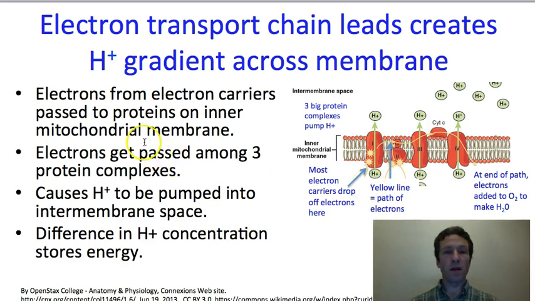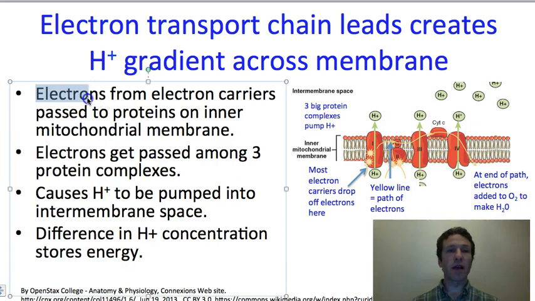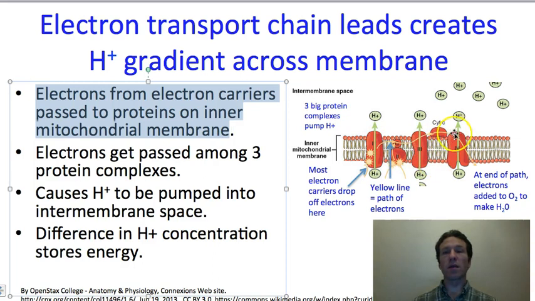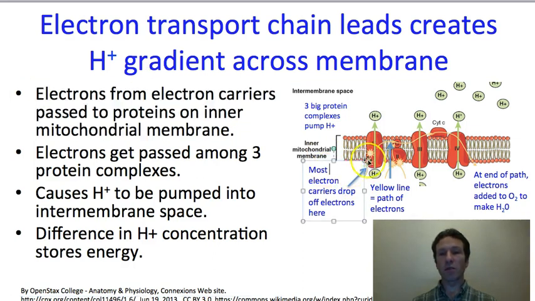The first step here is that electrons from electron carriers are passed to these 3 biggest proteins sitting in the inner mitochondrial membrane. So you can see this here. Most of the electron carriers will drop off their electrons at the first member of this set of 3 in the chain. One of them will drop off their electrons a little bit further on. We won't worry much about that distinction. Next, the electrons are going to get passed from one protein in the complex to the next to the next. So you can see this path here.